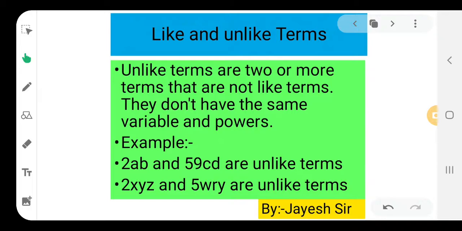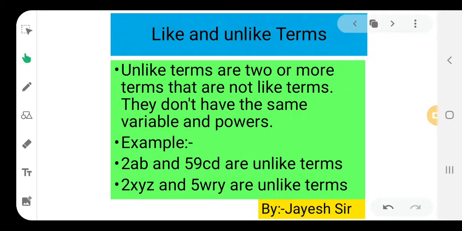In the example of 2ab and 59cd, the variables in 2ab are a and b, but in 59cd the variables are changed. So they are unlike terms. Here the powers match, but the variables are changed, which is why these are unlike terms. Similarly, in the second example, 2xyz and 5wry, the variables differ in both, so they are unlike terms. I hope you all are getting it properly, dear.